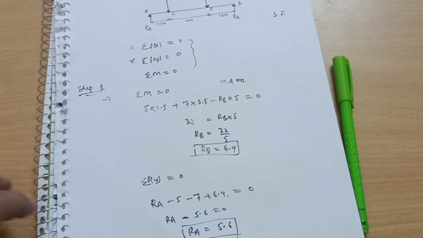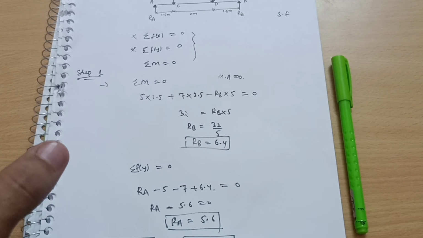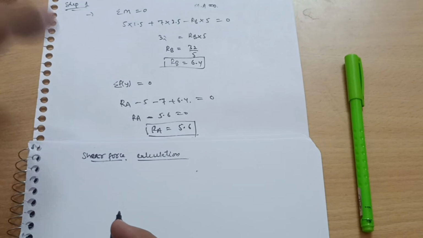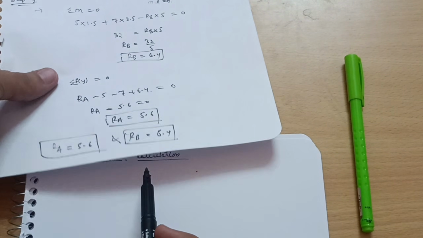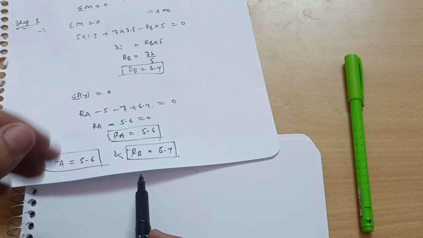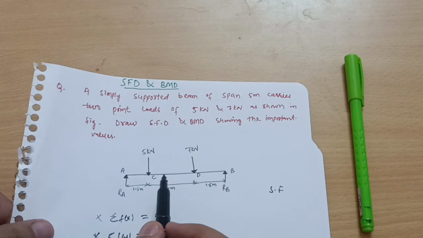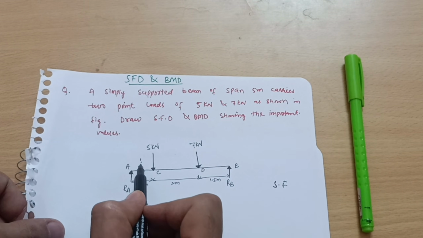Now step 2 is calculation of shear force, and then bending moment, then accordingly you can draw the figure. Now we have to calculate the shear force. By definition I told you, the algebraic sum of vertical forces acting to the right or left of any section is called shear force. Now we have to take sections. Suppose first of all I will take this section AC.